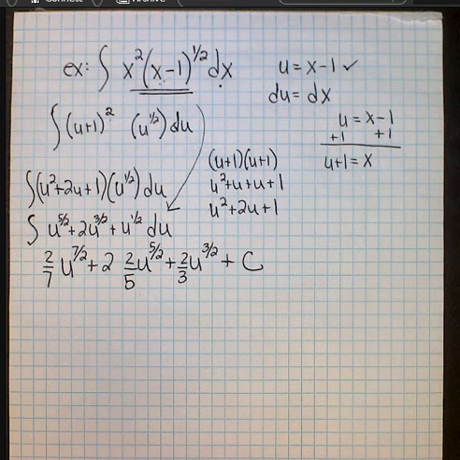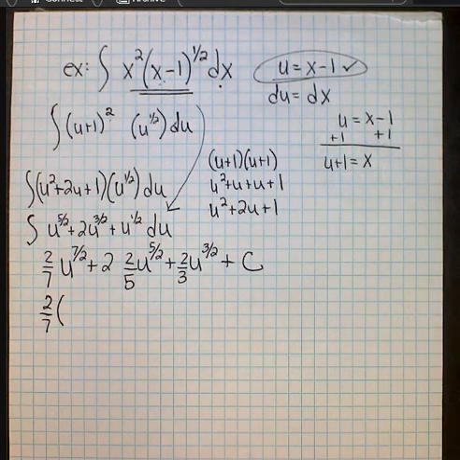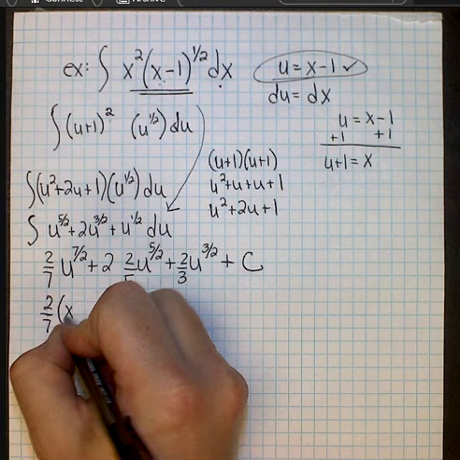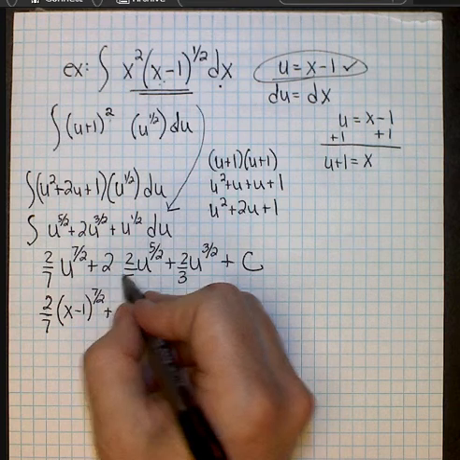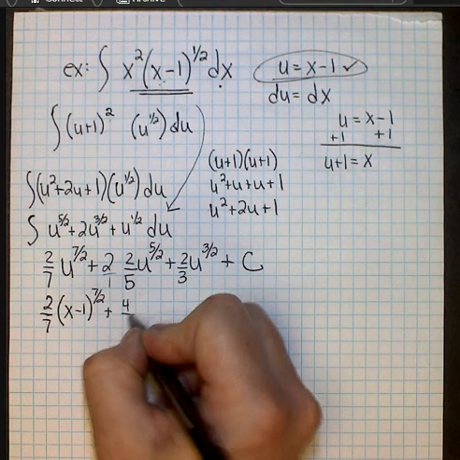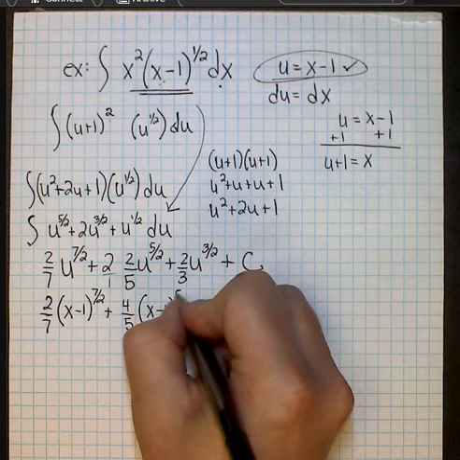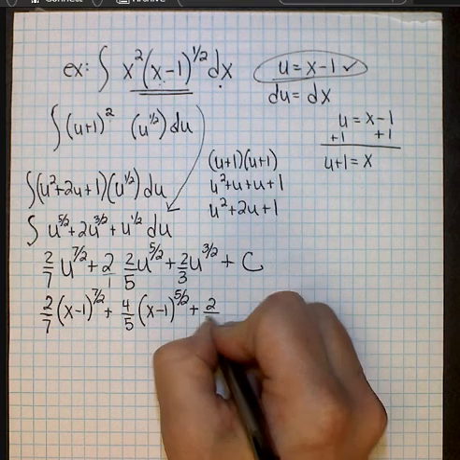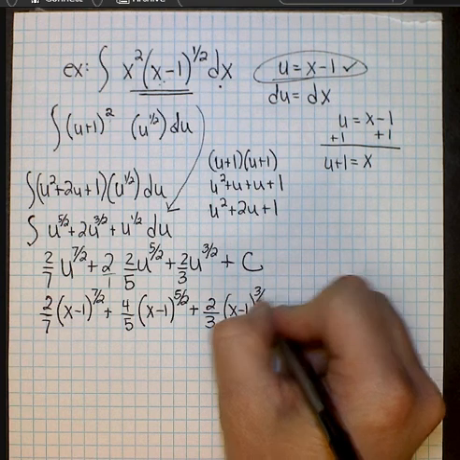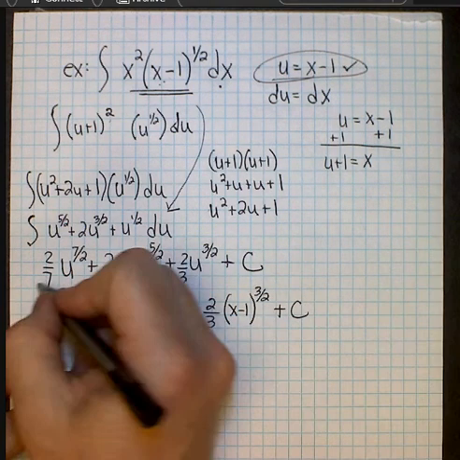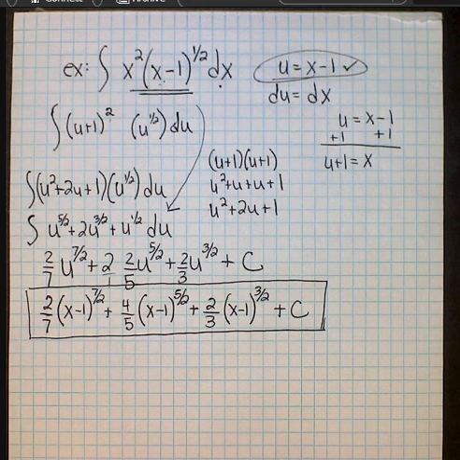And now we're going to substitute in for u. 2/7. Well, u is all the way up here. There it is. u is equal to x minus 1. So x minus 1 to the 7/2. Plus, now what happens here is nothing's going to cancel. That's really over 1. It's going to get me 4/5 u, which is x minus 1 to the 5/2, plus 2/3 u, which is x minus 1 to the 3/2, plus c. And we're done.